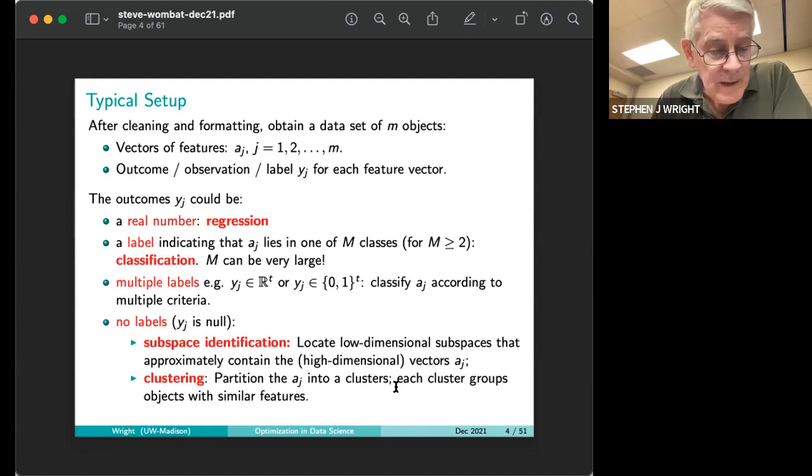Another thing you want to do with AJ is clustering, and these are still very popular problems where you can associate each AJ with a cluster and posit that each cluster represents some sort of commonality, so that the AJs in a cluster are alike in some sense. So figuring out how to group the AJs into clusters is a problem that's been around for a long time.